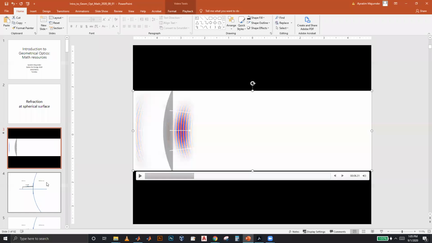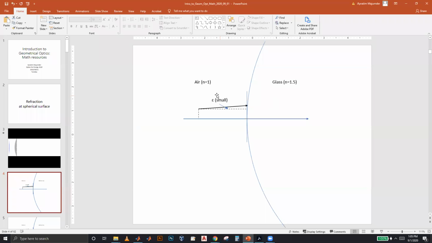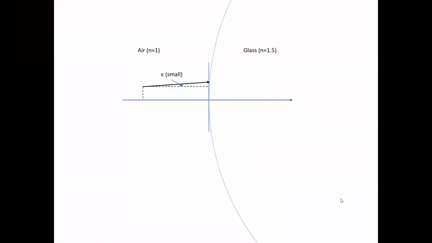Now I'll resort to my PowerPoint again. In the PowerPoint, we see that this is the paraxial approximation ray. I've drawn this huge curved surface, which means that if the angle subtended is very small, this region you can basically look at in the form of a straight line. So this small distance between where the ray hits here and here can be ignored.